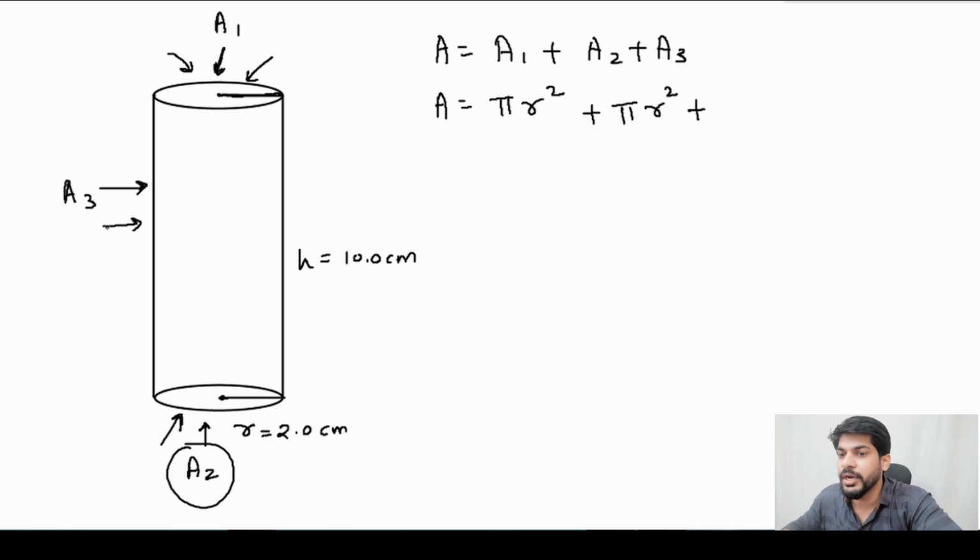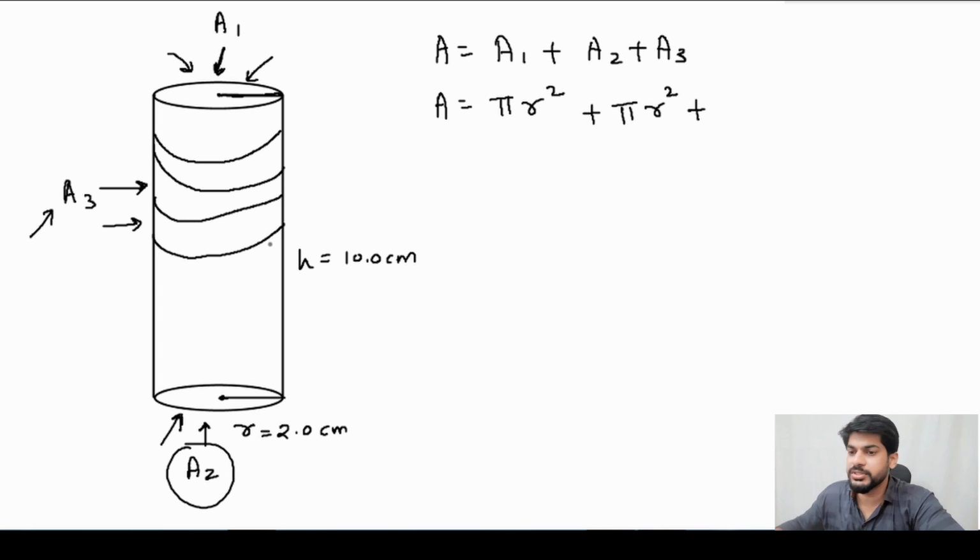And A3 is the surface area of the whole cylindrical body. You know this already: it's 2 pi r h. You have already learned this in 9th or 10th. The surface area of the body of a cylinder is 2 pi r h. That's it. So we know everything here. Let's see what we can take out as common.